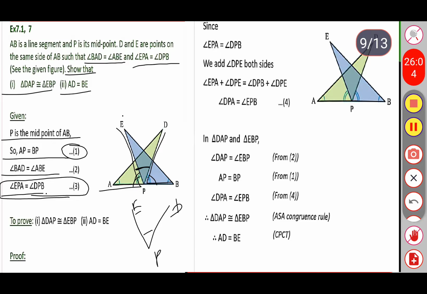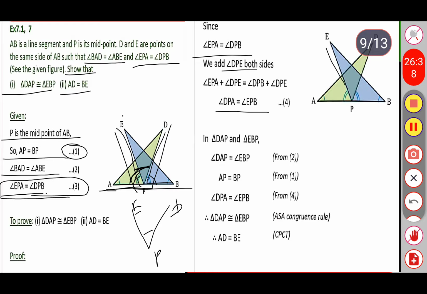Once we add the angle EPD to the third equation, we get angle DPA is equal to angle EPB. It means by adding these angles we get angle DPA and angle EPB, right? So this is the first angle and this one is the second angle.